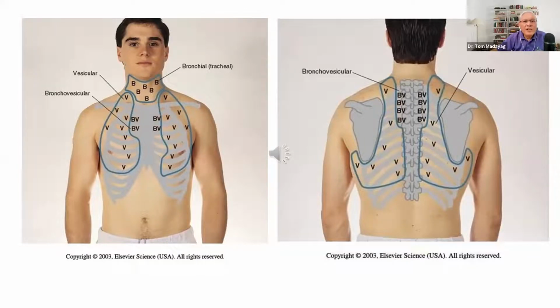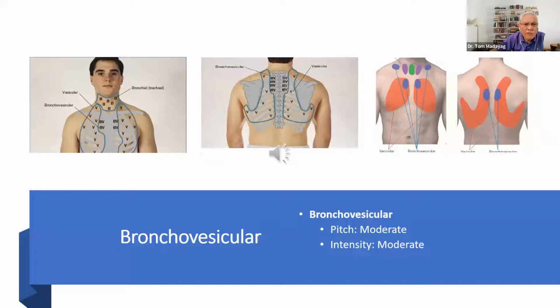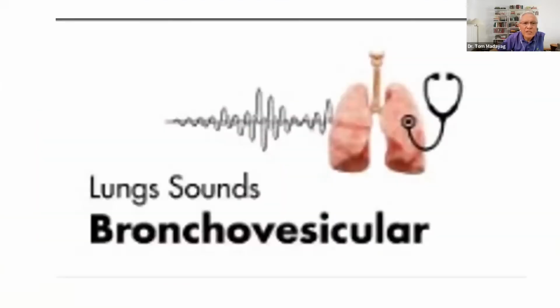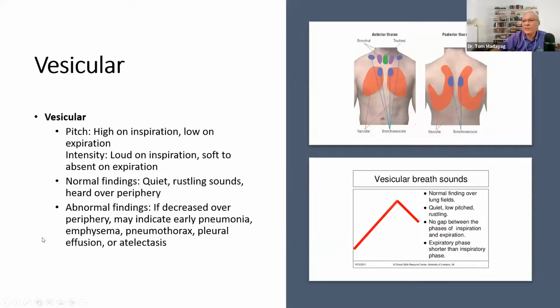All right. So let's go on now to another sound, which is vesicular breath sounds. Let's skip the bronchovesicular first. I'm going to go to vesicular breath sounds next. Vesicular breath sounds are a normal breath sound, and it is heard over most of the lung fields during auscultation. It is soft and low pitched or low frequency. And the expiratory phase is shorter.